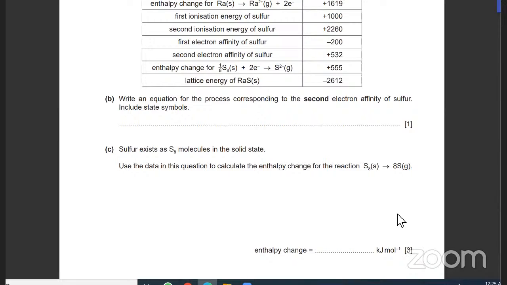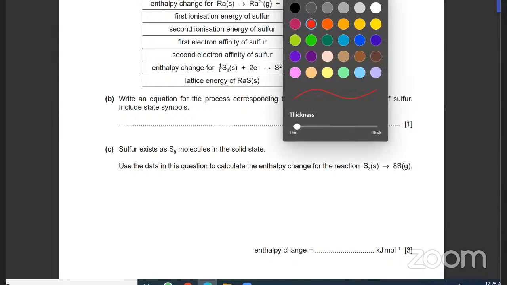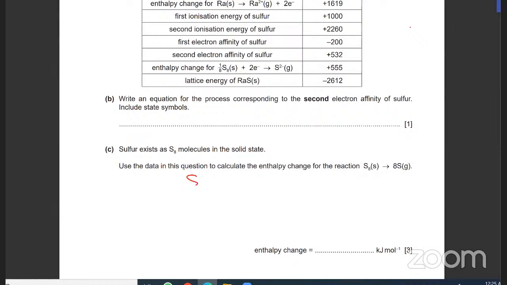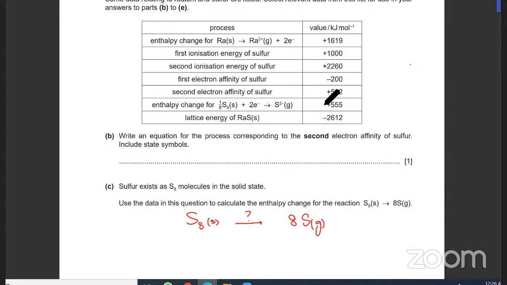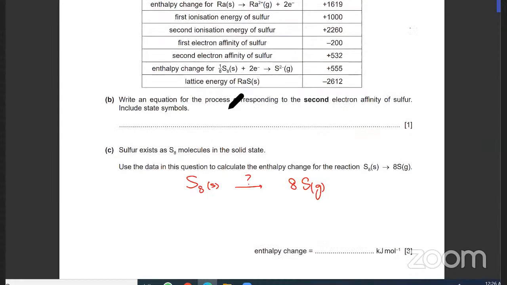This is all about the same as a Hess cycle, okay? All you have to figure out is S8 solid turning into 8 S gas. So you just need to figure out another route. And this is not going to be easy. First thing, I don't think radium has anything to do with this. There's this equation which I can link. I'm just going to randomly link any equation that can be connected with this.